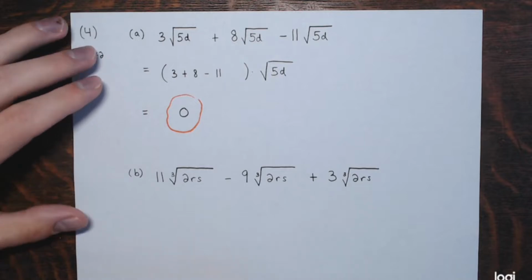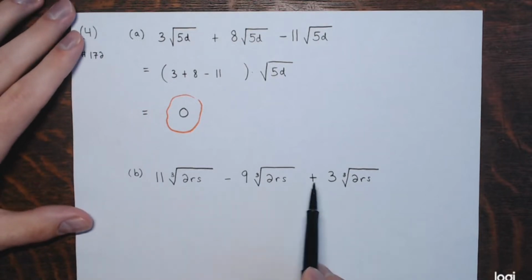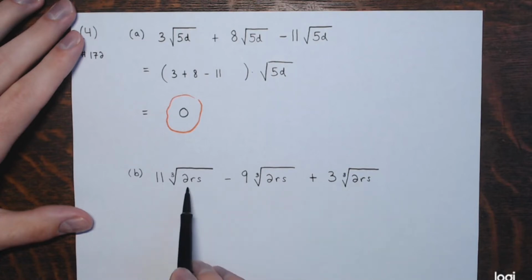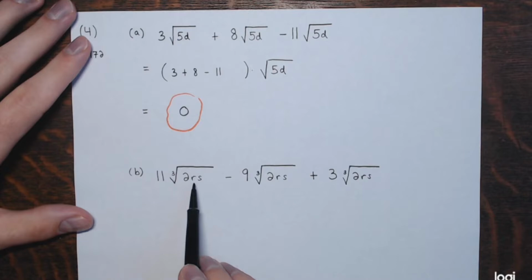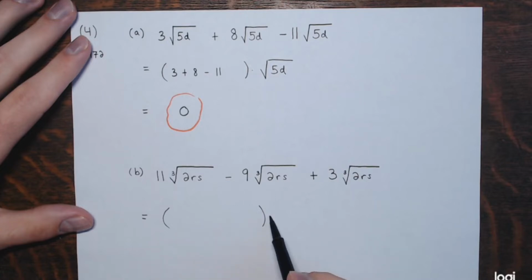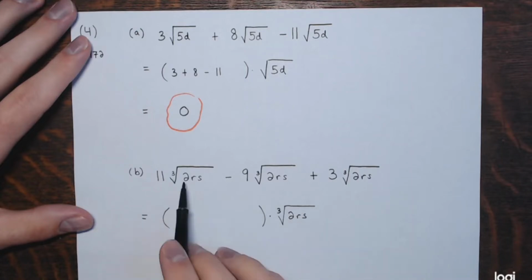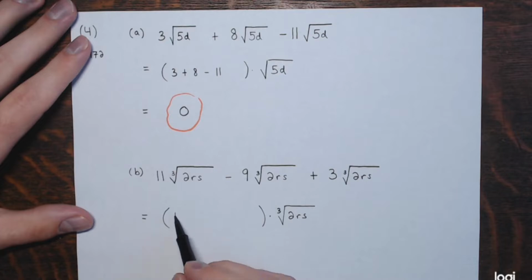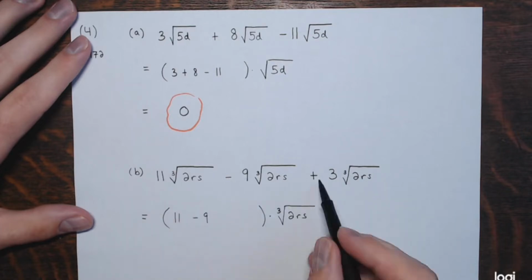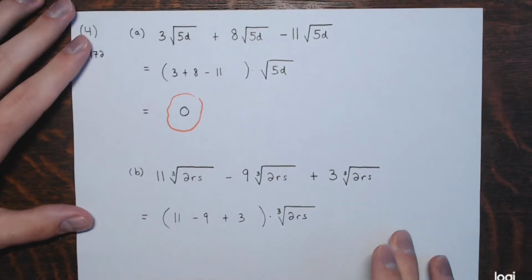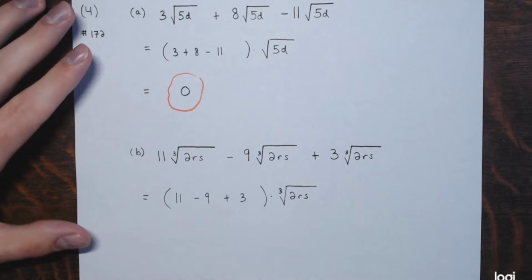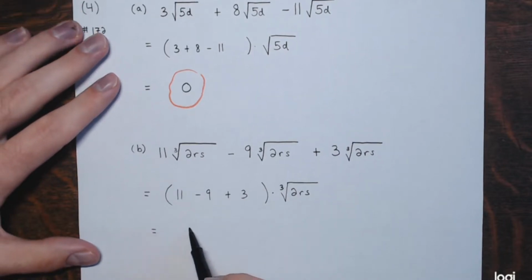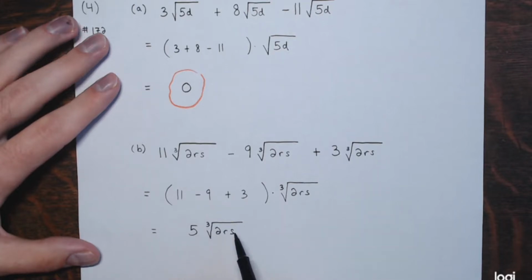Great. Then part B, same thing, all 3 terms have the common radical, have a like radical, the cube root of 2rs. So I shall factor this out. So one factor here, and then pull out the cube root of 2rs. And if I remove the cube root of 2rs, the other factor would be 11 minus 9 plus 3. But this simplifies, right? 11 minus 9 is 2, plus 3 is 5, right? So we end up here with 5 times the cube root of 2rs. Very, very simple.